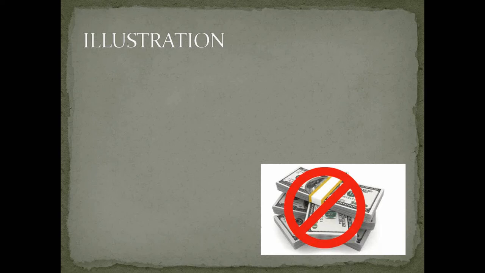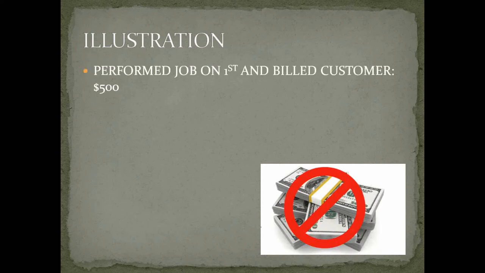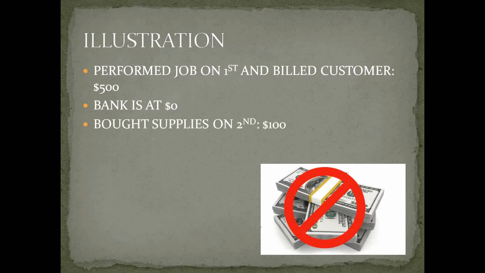So let's look at an illustration that makes the point clearer, of what I mean when I say cashless profit. You perform the job on the first of the month and you bill the client, say $500. We are operating on the assumption that the bank is at a $0 balance. You bought supplies on the second in anticipation that the customer is going to pay you the $500, and you write a check for $100, or let's say you have petty cash. Whatever it is, you paid $100 in anticipation that the customer is going to pay you the $500 to cover those supplies.